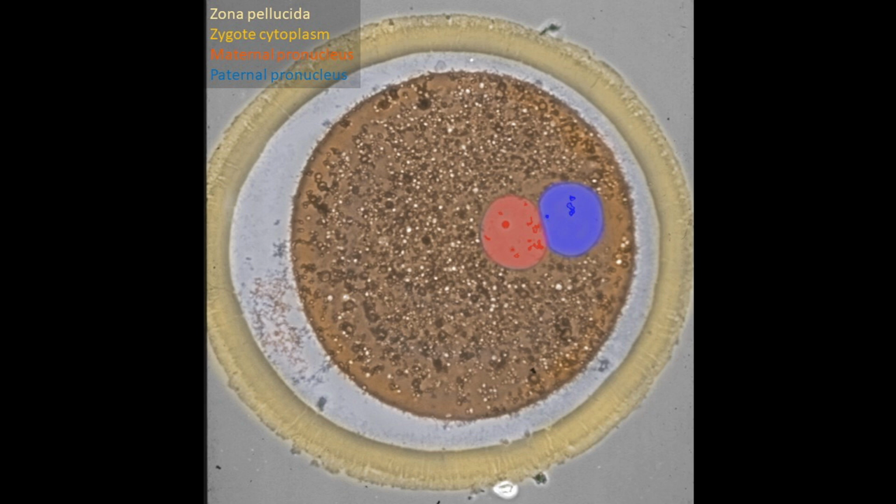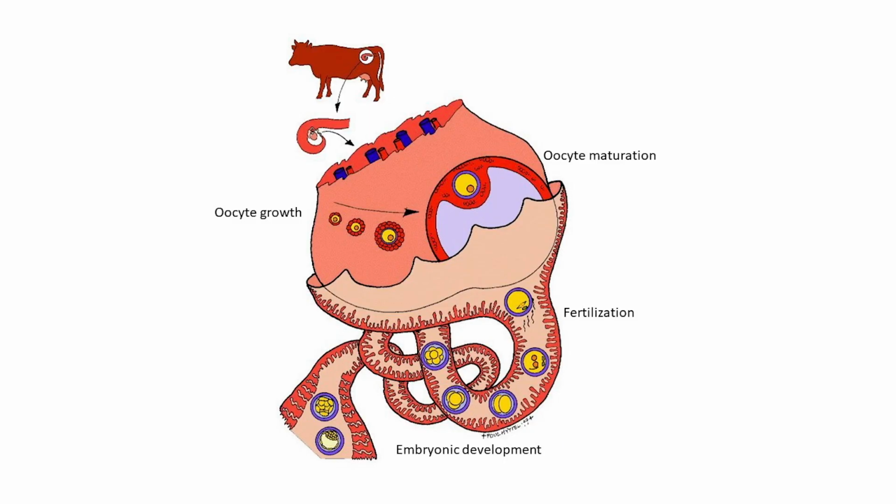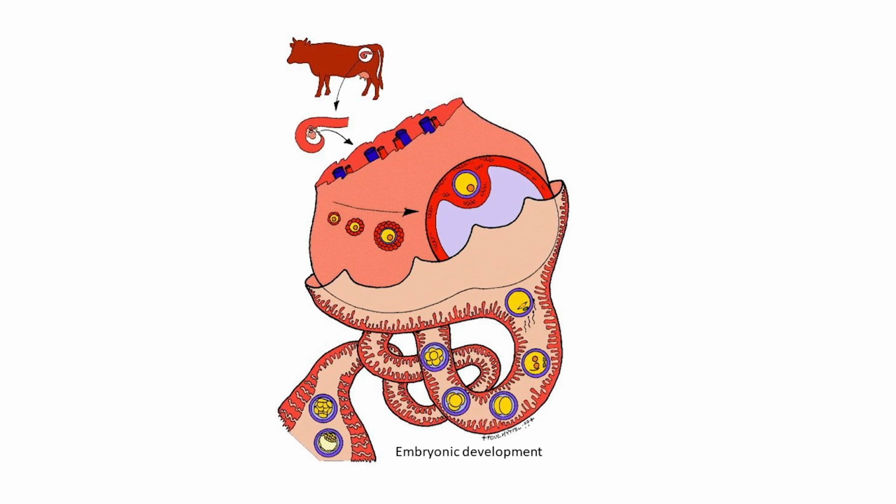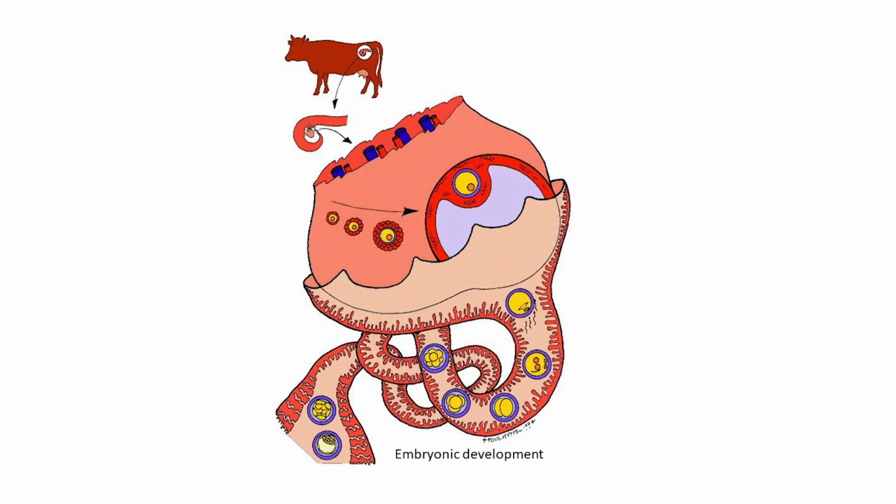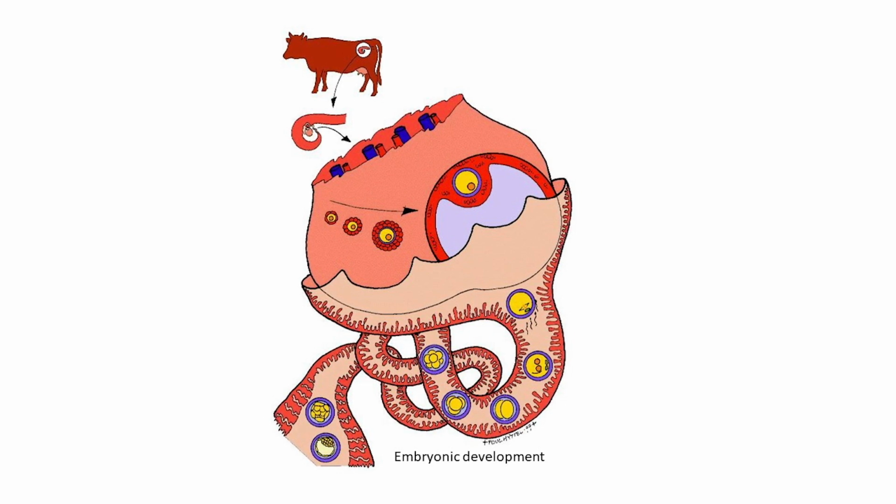This allows for the maternal and paternal chromosomes to come in contact and occupy the central ooplasm during a process referred to as synkaryosis. Fertilization has taken place, and initial embryonic development commences with the first cleavage to the two-cell stage. Each blastomere has now received a full copy of both the maternal and paternal genome.